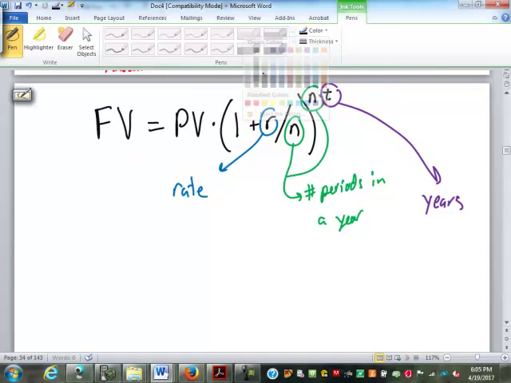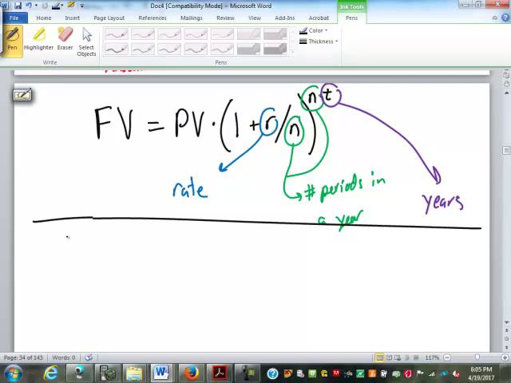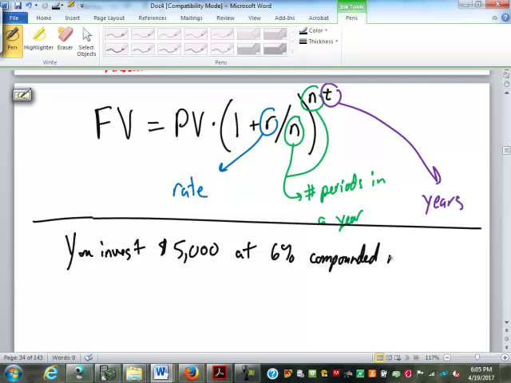So let's do an example here. Let's say you invest $5,000 at 6% compounded monthly for 8 years. Find the future value. In other words, find the amount of money you're going to have at the end of the 8 years.